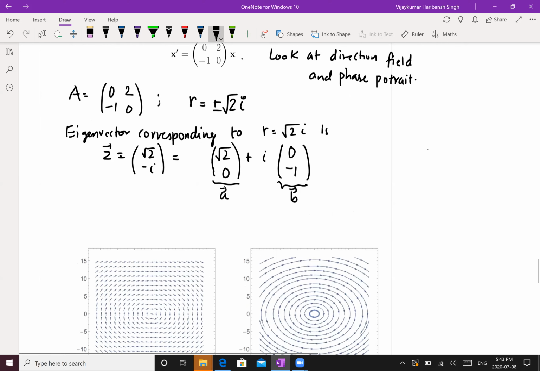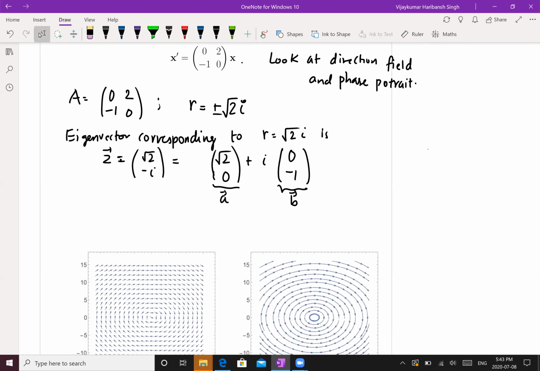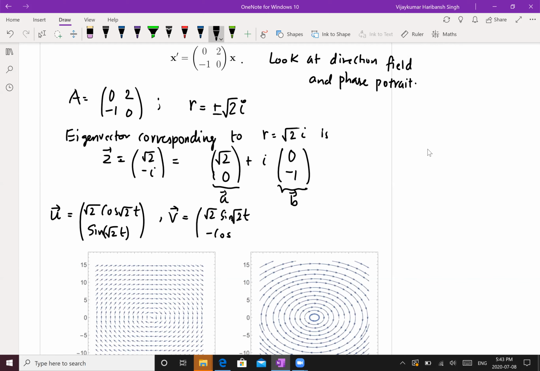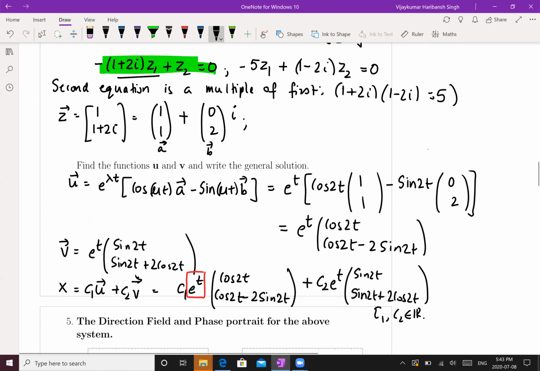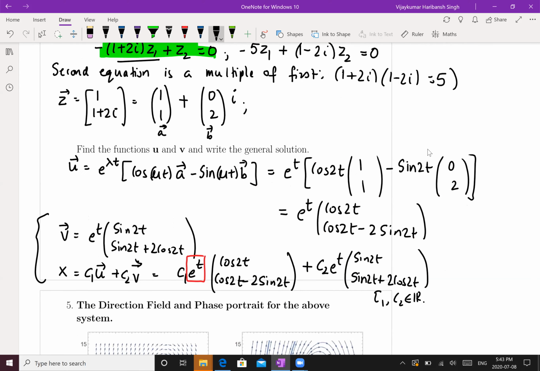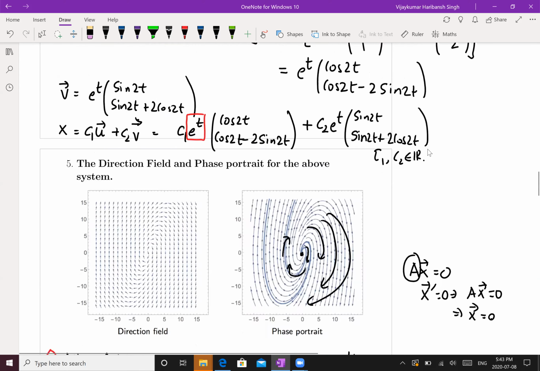So you can deduce the solutions are going to be u equals square root of 2 cos of root 2 t and sine of root 2 t, and v is going to be square root of 2 sine of square root of 2 t and cos of square root of 2 t. Yeah, this will easily follow from the same computation which we did here. Okay, so I'm just writing down the computation now.